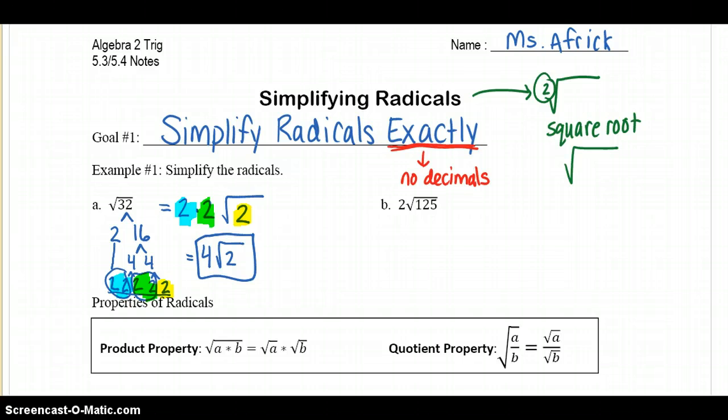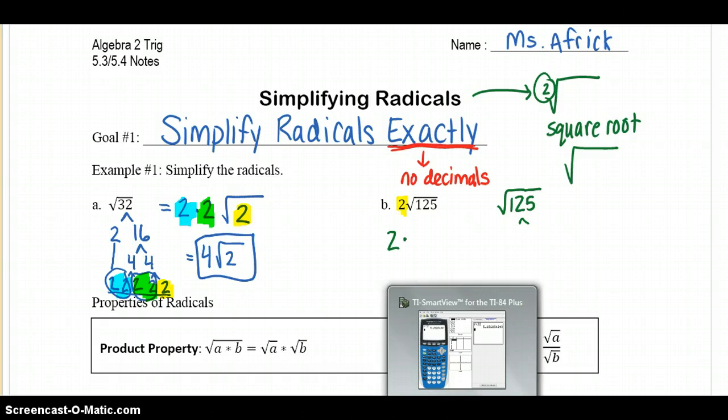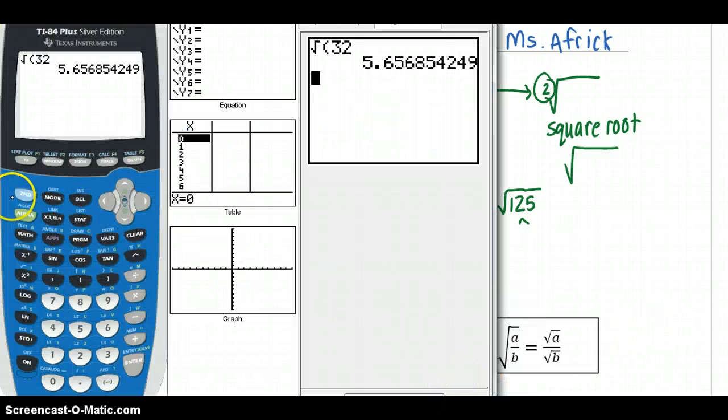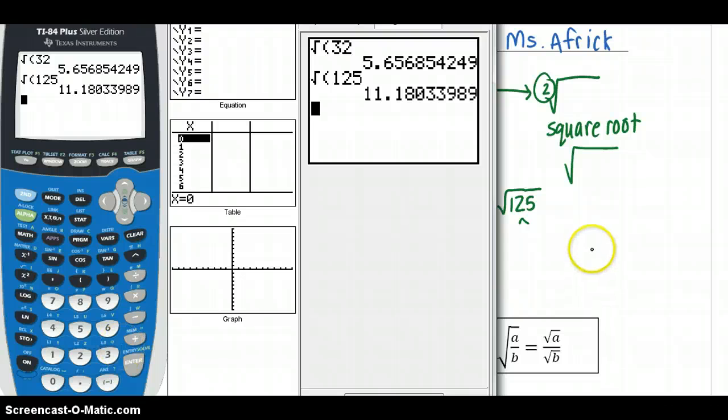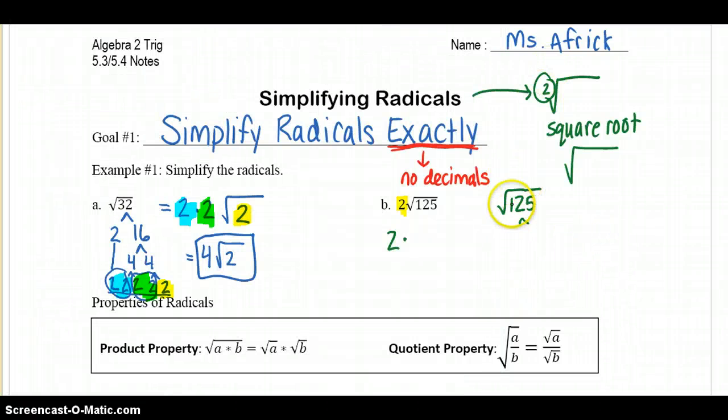Take a look at letter B. Letter B is similar, except there's a number on the outside. Alright, we've got this 2 on the outside already. That's fine. We're just going to go ahead and keep that 2 on the outside, and then factor the square root of 125 off to the side, and then bring that answer back. Okay. One thing you always want to check is that the number underneath your radical isn't already a perfect square. Because if it's a perfect square, it makes your life a lot easier. Okay, so I'm going to just check that real quick. Square root of 125. Well, because I got a decimal, I know it's not a perfect square, so I'm going to go ahead and factor it out.